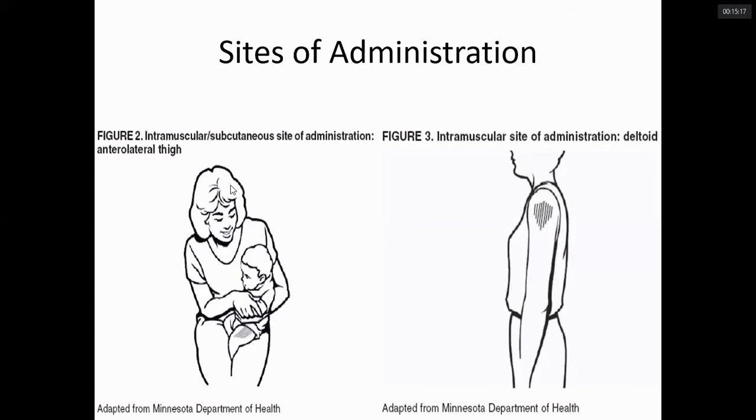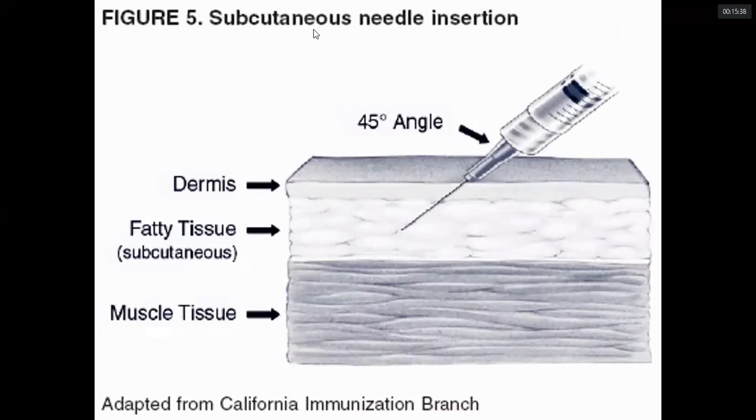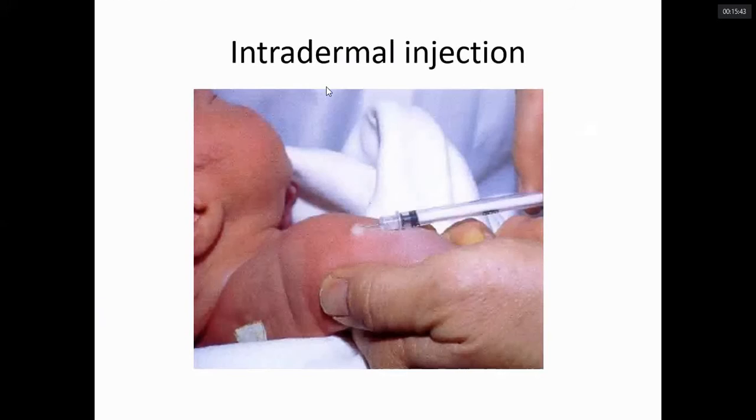The sites of administration are the anterolateral aspect of thigh and the deltoid. At the insertion of the deltoid, we give the intramuscular vaccine. For the intramuscular vaccine, the needle is injected at 90 degrees. For subcutaneous, the needle is injected at 45 degrees, and for intradermal at 0 degrees.